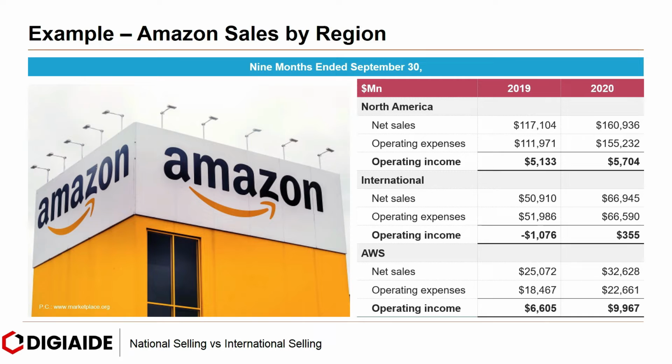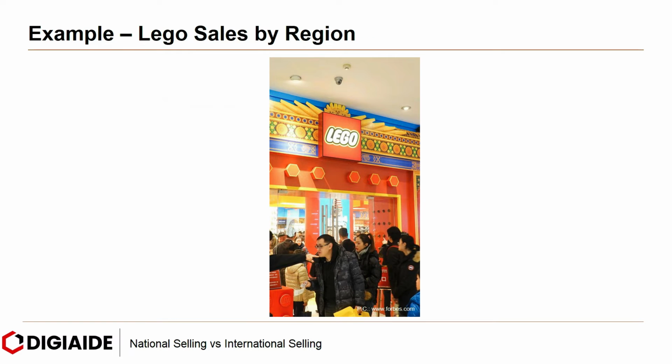Likewise, in the international market as well, net sales increased from $50.9 billion to $66.9 billion in 2020. As far as Amazon Web Services are concerned, net sales increased from $25.0 billion to $32.6 billion in 2020, thus witnessing a rise in every segment.